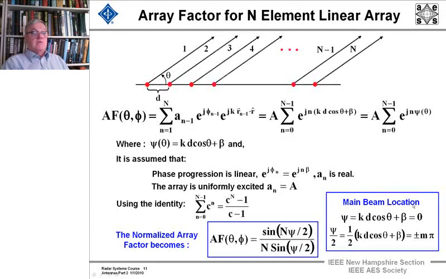The location of the main beam is when psi is 0, and that's when psi over 2 is plus or minus m pi.